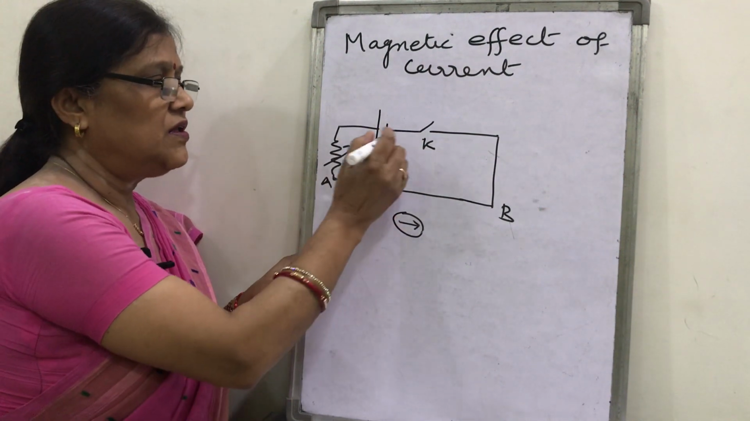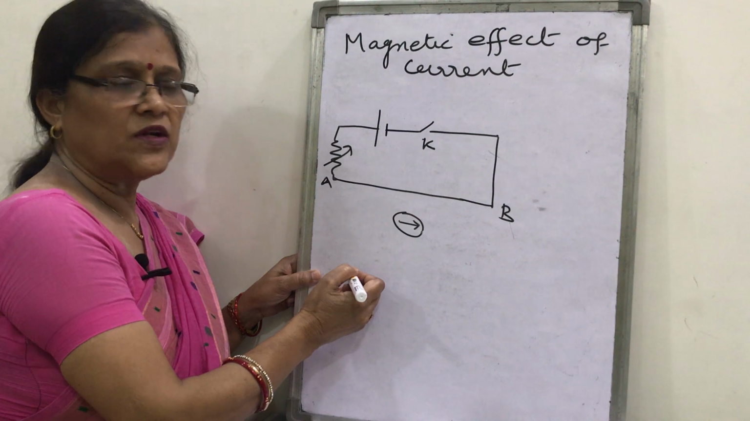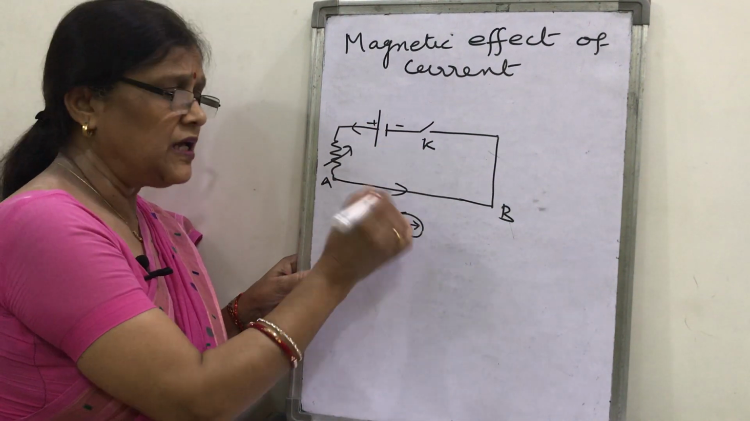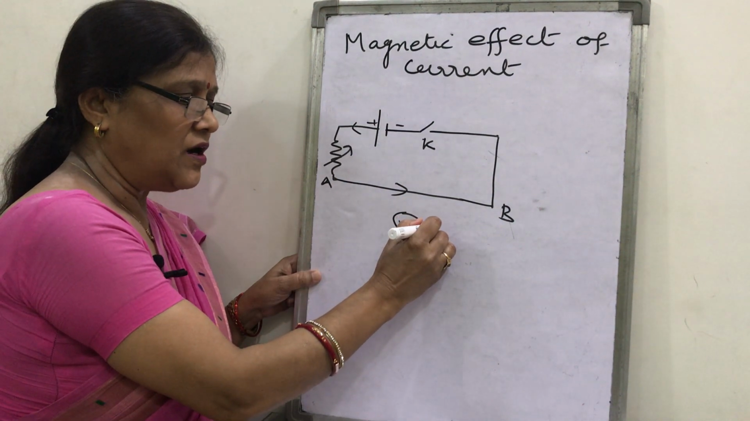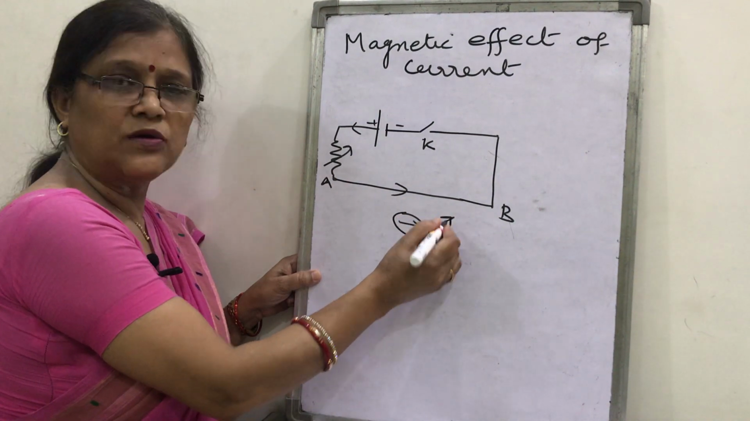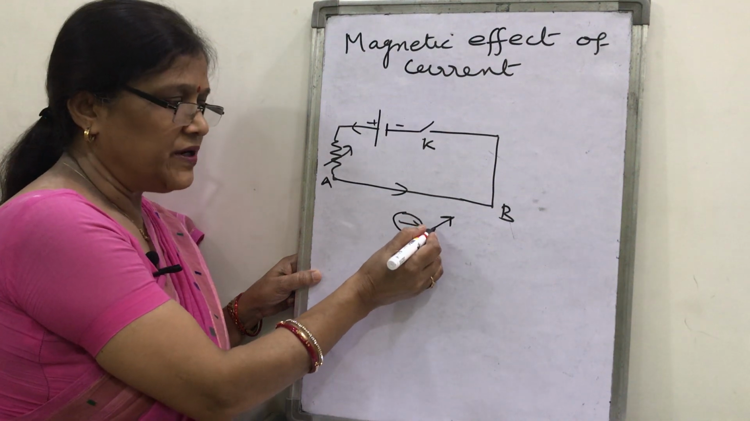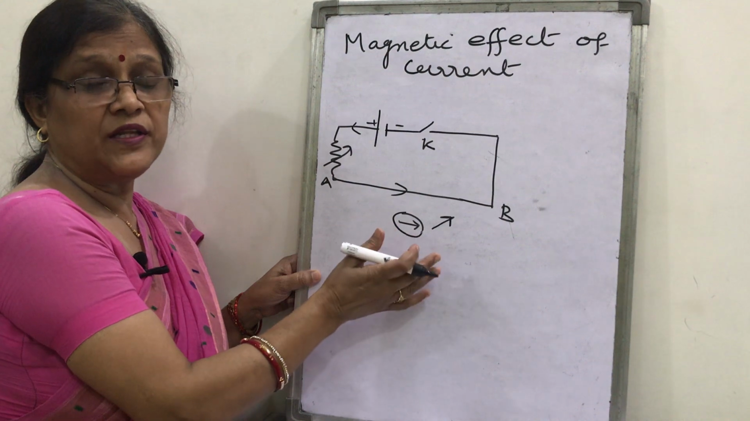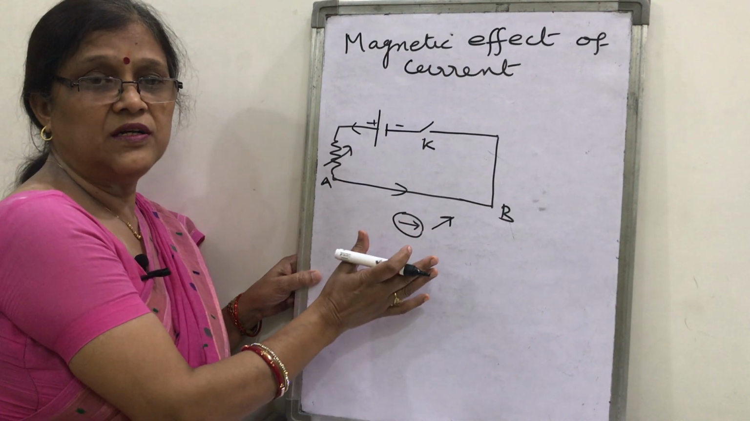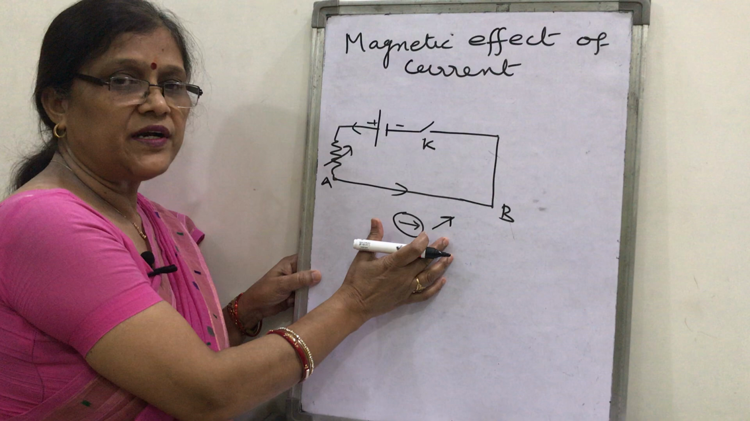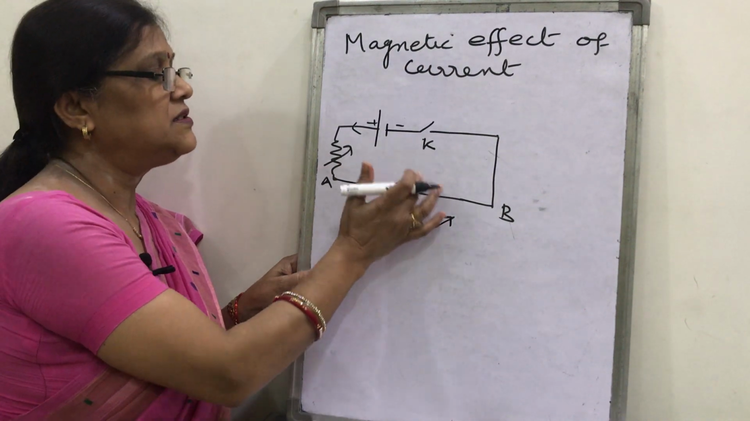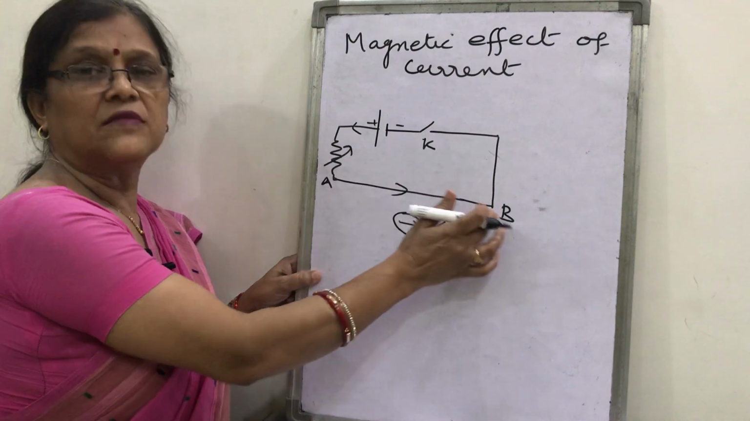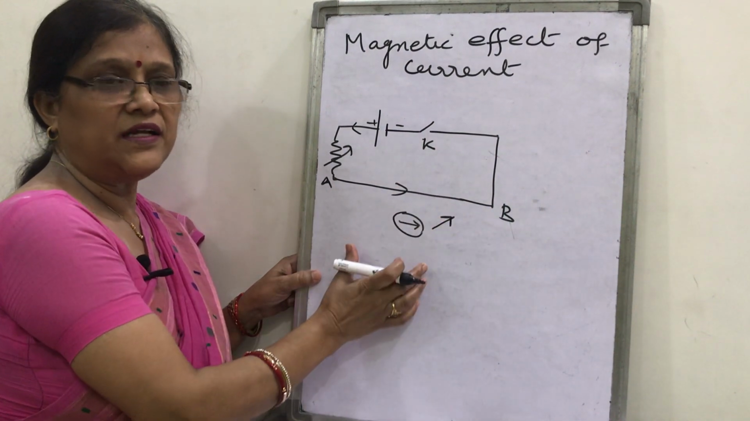But if the switch is on, current will begin to flow like this. It has been observed that, now this arrow indicates the north pole, there will be deflection in the needle. The needle is deflected in the presence of a magnetic field. This magnetic needle is deflected. It confirms that there is a magnetic field around the current carrying conductor, this AB.